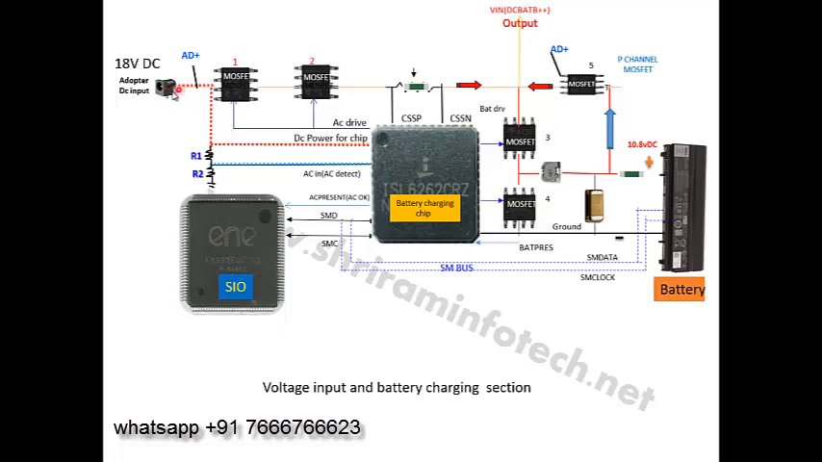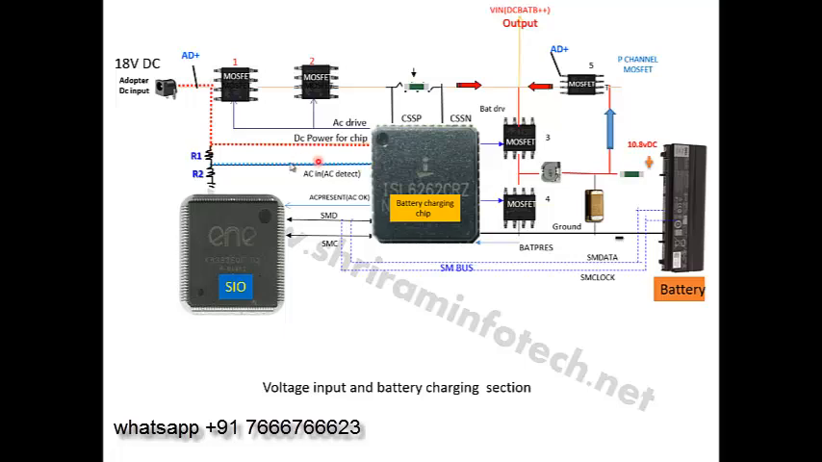When the adapter voltage of 18 volts is connected here, there are two voltage divider resistors here. According to Ohm's law, a voltage drop will develop here, and this voltage goes to this chip. This chip has different pins, and the different pins have different roles. This one pin is called the AC in pin, AC detect or adapter current detect. That voltage is supposed to be 2.4 volts or so.